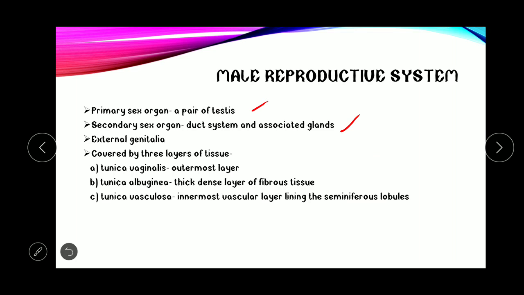Then external genitalia. So these are the parts: the testes, duct system and associated glands, and external genitalia. They are covered by three layers of tissue. These are important. What are the three layers? Tunica vaginalis, tunica albuginea and tunica vasculosa. Tunica albuginea is the thick dense fibrous tissue, tunica vaginalis is the outermost layer, and tunica vasculosa is the innermost vascular layer that is supplied with blood vessels. So you must remember the three layers along with their orientation, whether inside to outside or outside to inside.